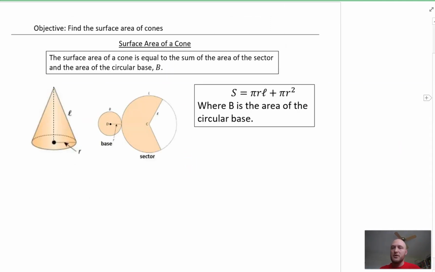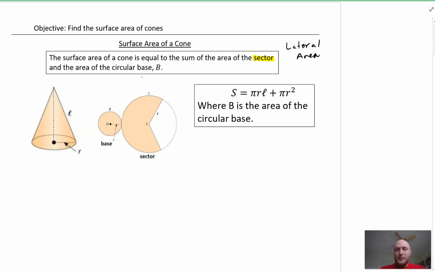Let's look at the net of a cone. The surface area of a cone is equal to the sum of the area of the sector, and I want you to highlight this word sector here. We generally don't call it a sector, we call it lateral area. That is the area that goes around the cone. If we're talking about something like party hats, that's the material on the outside, and then we add that lateral area to the circular base.